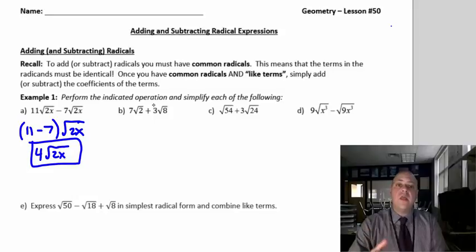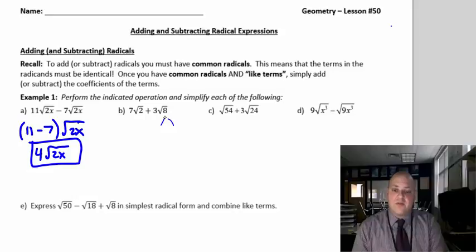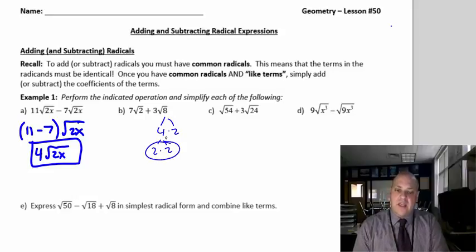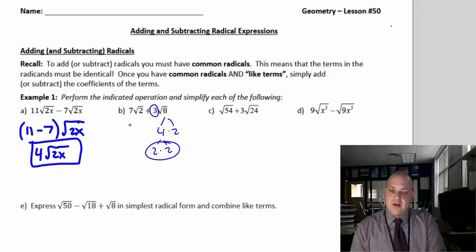Now here we don't have the same radical. So what we need to do is simplify one or both radicals. In this case, radical 2 can't be simplified, so this is just going to stay 7 radical 2. But radical 8 can be simplified. We know that that's 4 times 2. We did this in our last lesson. And then 4 is 2 times 2. So for radical 8 we can take out a 2, multiply by the 3 that's already there. So 3 times 2 is 6.